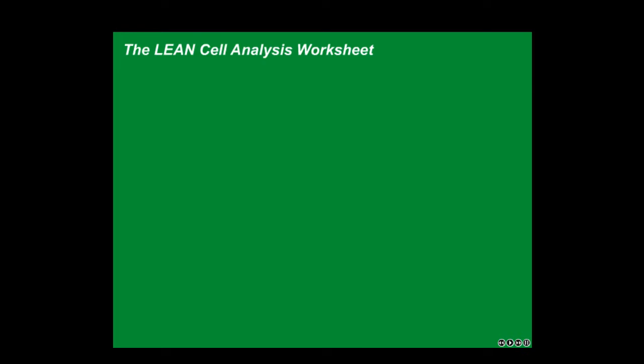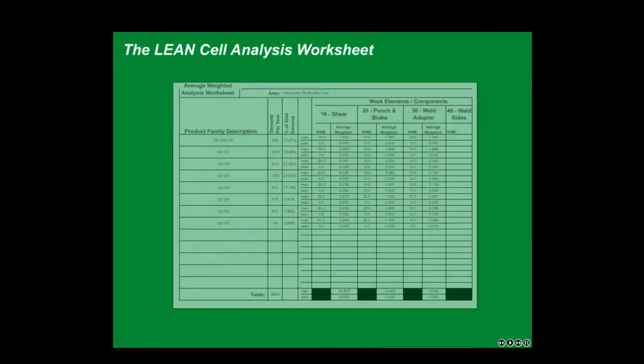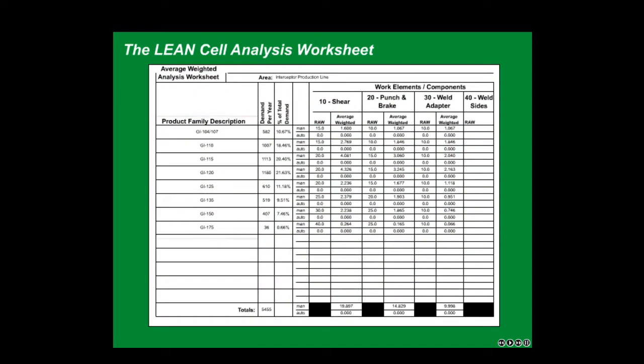The lean cell analysis worksheet. Next, we will complete the lean cell analysis worksheet. Begin by listing the product model down the left side of the sheet. In the first column, list the annual demand for each model. Next, from our PQ analysis, list the percent of total demand that each model represents. Across the top of the worksheet, list the work elements or components. Then, under each work element, record the raw, the 98% time for each model. Remember, the 98% time comes from the cycle time analysis sheet for each of the models.